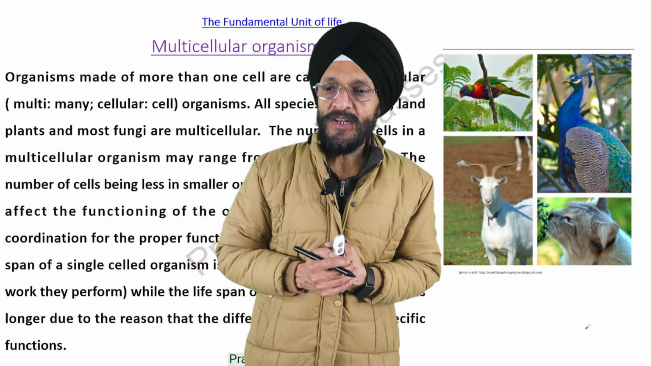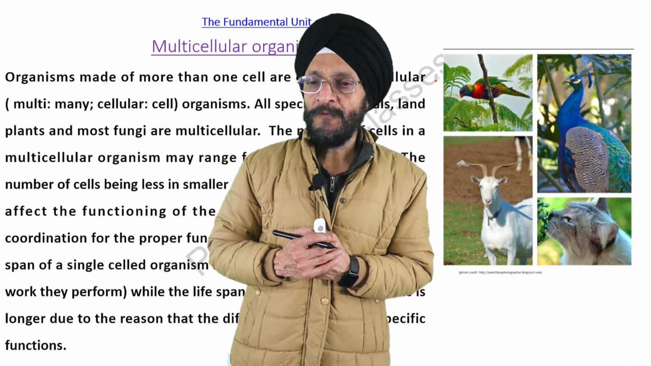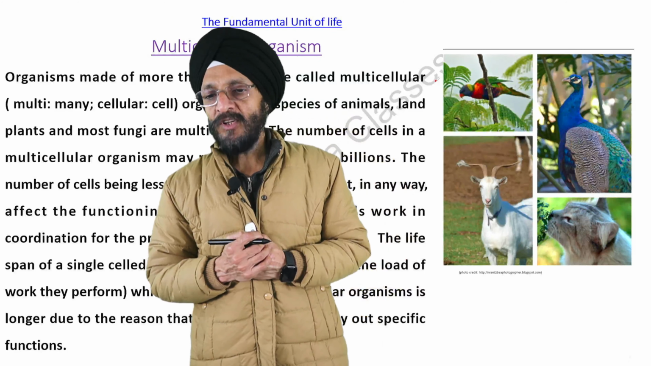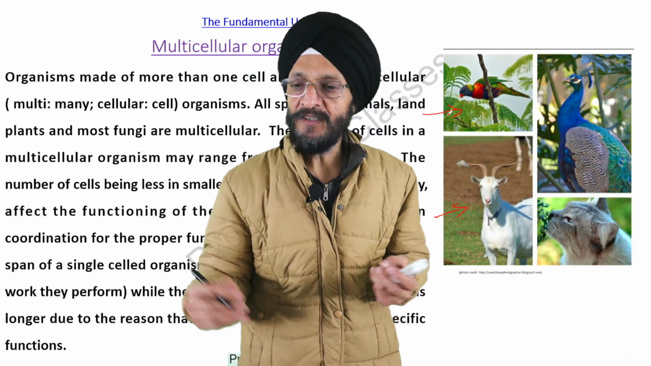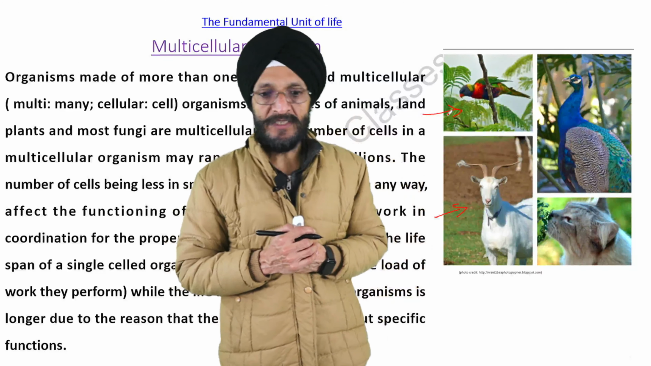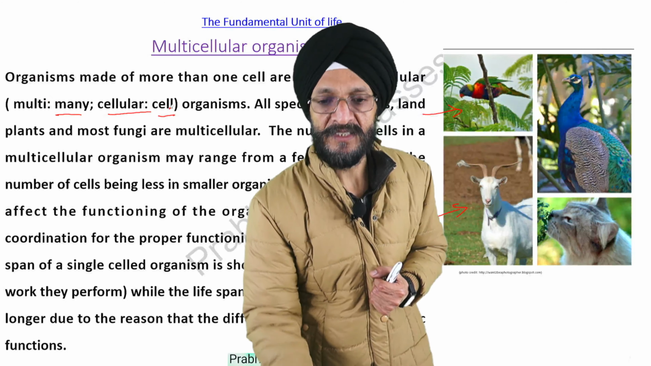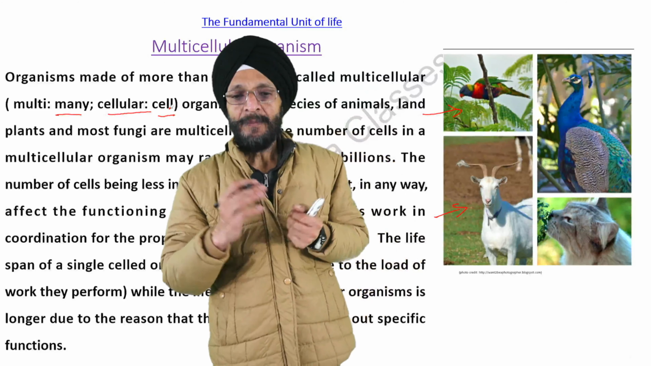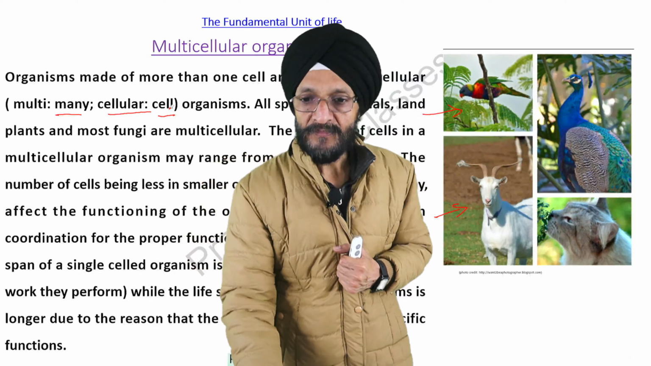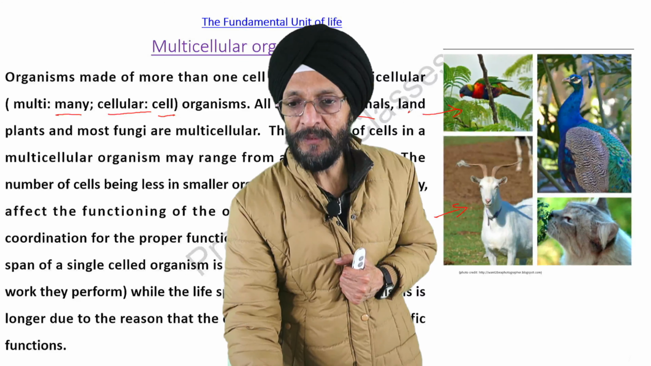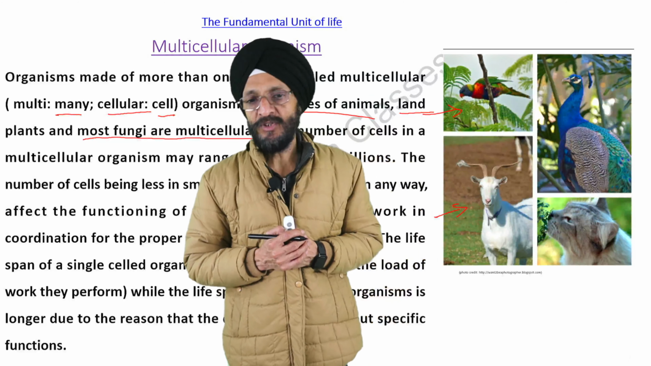Now, multicellular organisms. Here you can see the photographs of beautiful multicellular organisms. These are four pictures of different multicellular organisms. Multi means many, cellular means cells. It means that there are many cells present in the multicellular organisms. All the species of animals, land plants, and most fungi are multicellular.